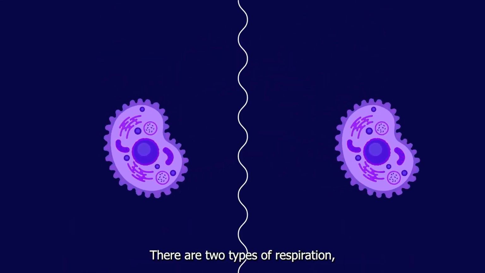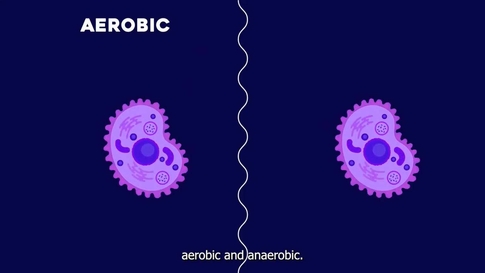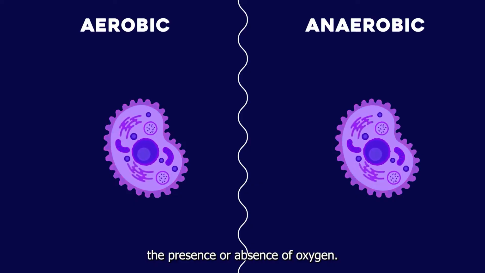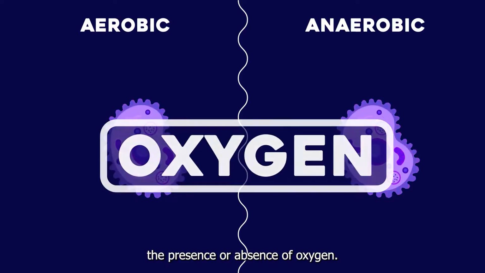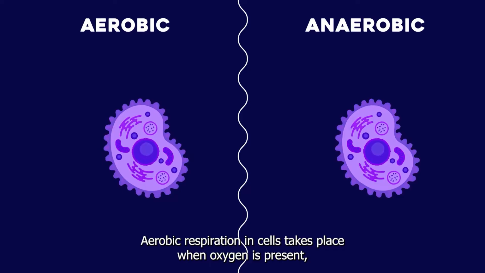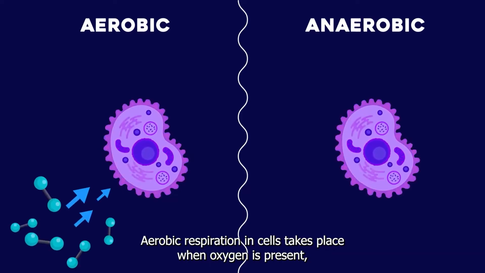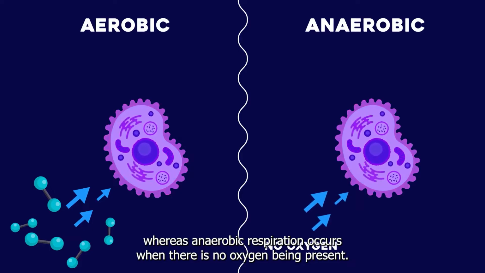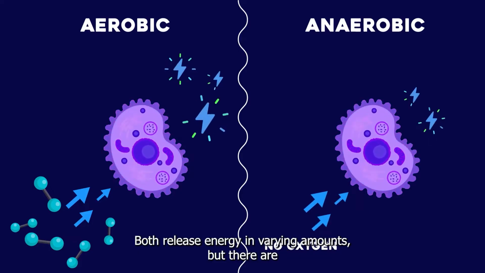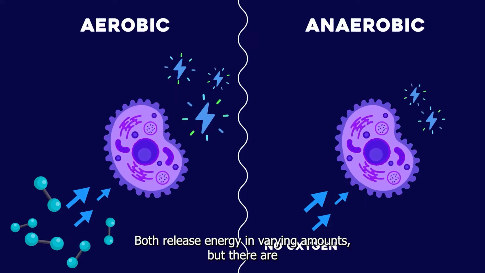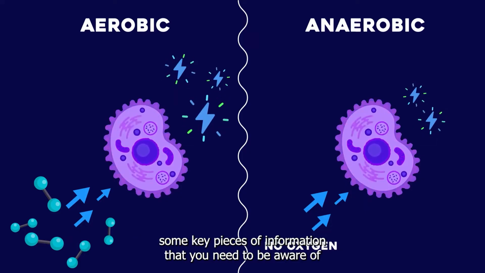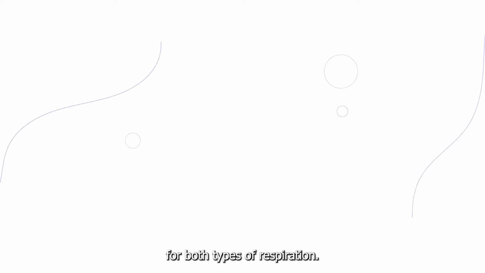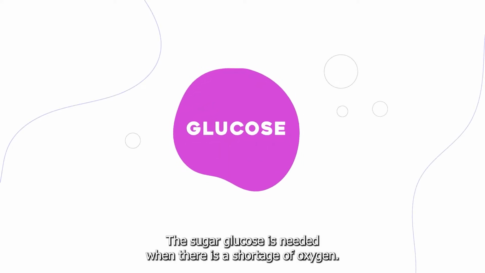There are two types of respiration, aerobic and anaerobic. The key difference between the two is the presence or absence of oxygen. Aerobic respiration in cells takes place when oxygen is present, whereas anaerobic respiration occurs when there is no oxygen present. Both release energy in varying amounts, but there are some key pieces of information that you need to be aware of. For both types of respiration, the sugar glucose is needed.